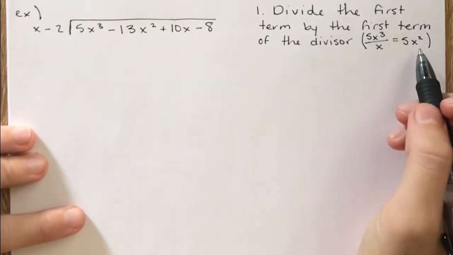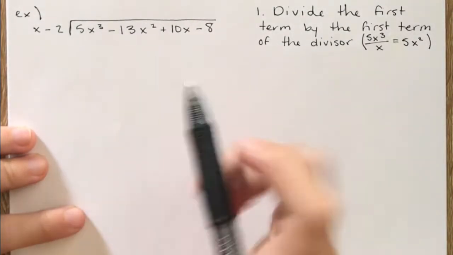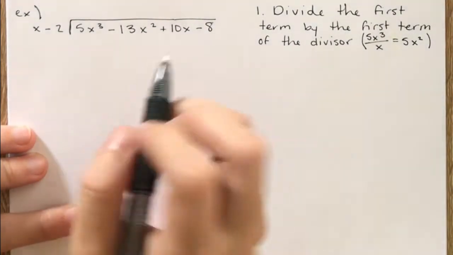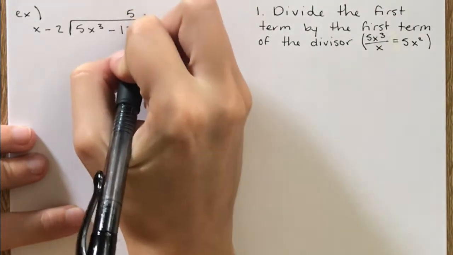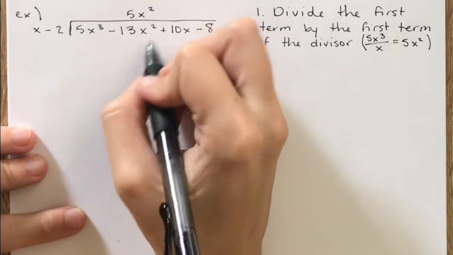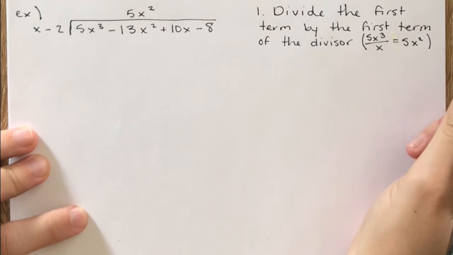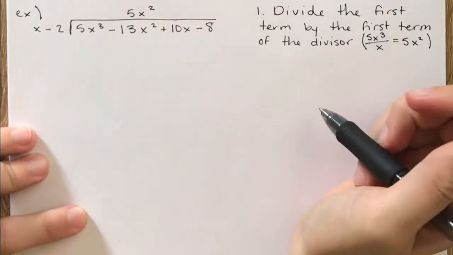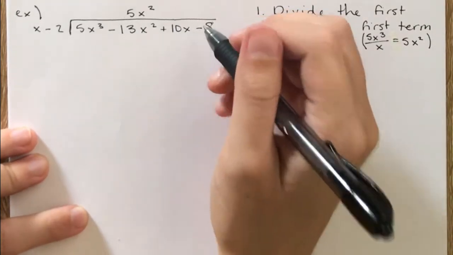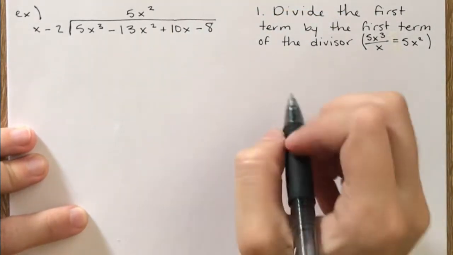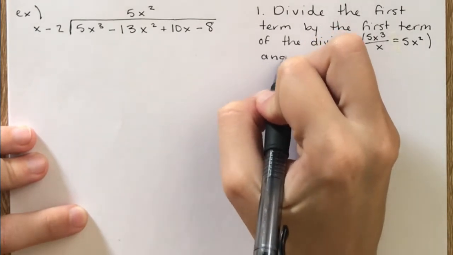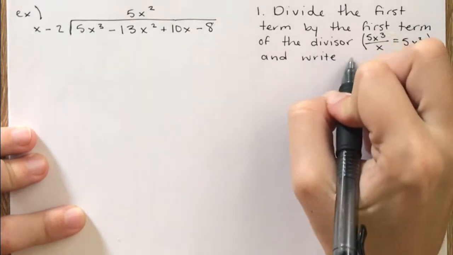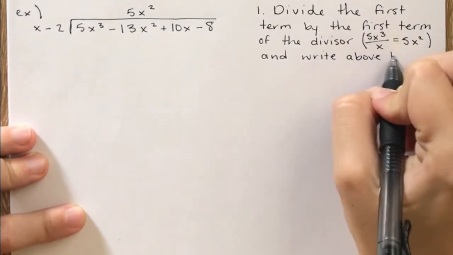We need to write this 5x squared above its like term. So because it's squared, we're going to write it above 13x squared. So 5x squared. We want the terms to line up. So all of the x squareds are going to be on top of x squareds, x cubes are going to be on top of x cubes, constant terms are going to be on top of constant terms, etc. Right above the like term.